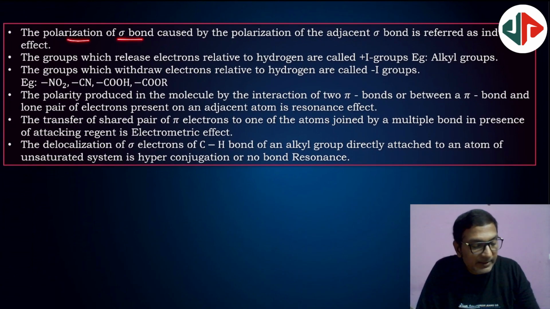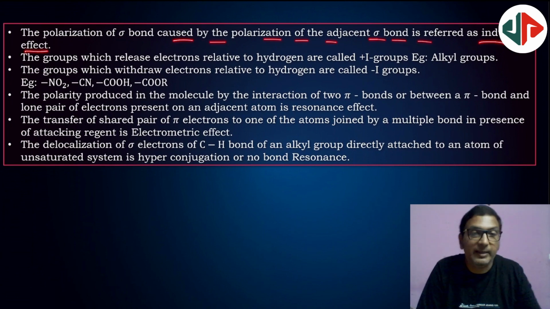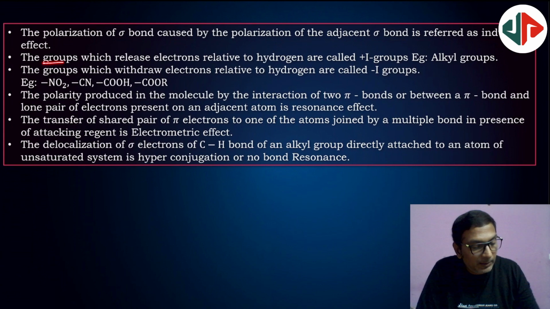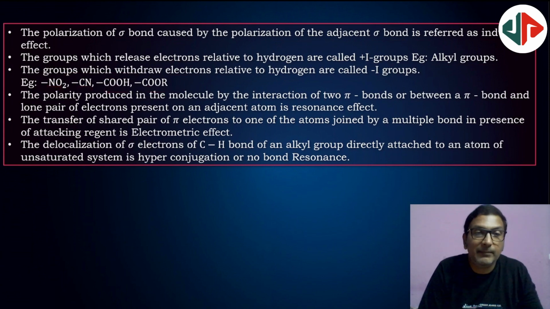Next, the polarization of a sigma bond caused by polarization of an adjacent sigma bond is called inductive effect or transmission effect or propagation effect. So inductive effect propagates through sigma bonds. Next, the group which can release electrons relative to hydrogen are plus I groups, that means electron donating groups. All alkyl groups are plus I groups. The groups which can withdraw electrons relative to hydrogen are minus I groups, such as NO2, CN, COOH, COR. Except alkyl groups, the remaining are minus I groups.